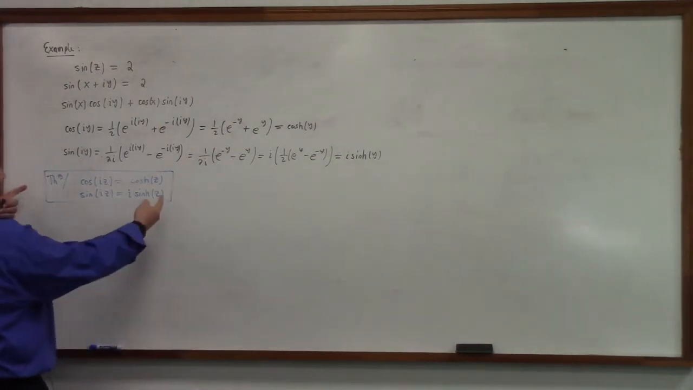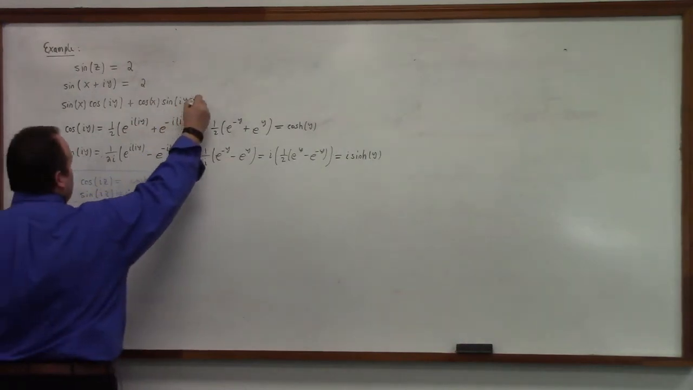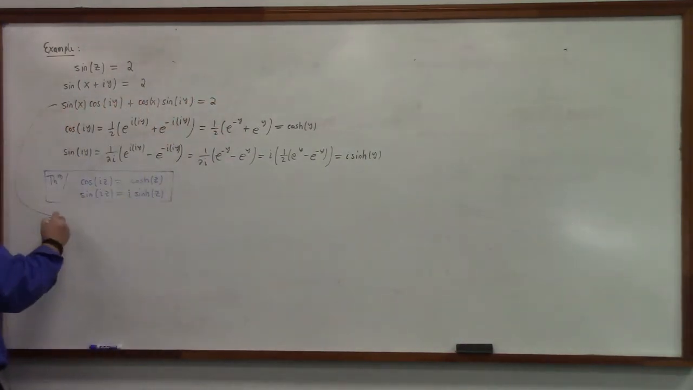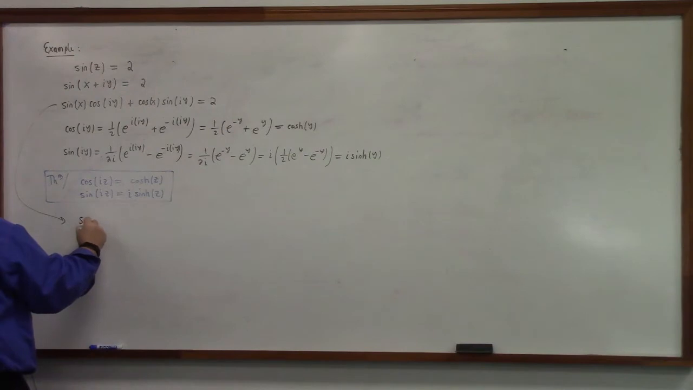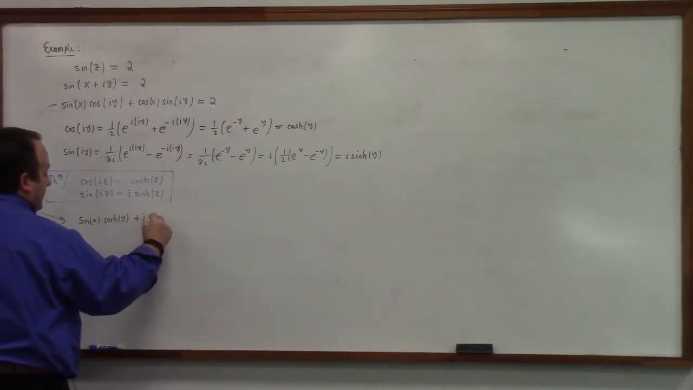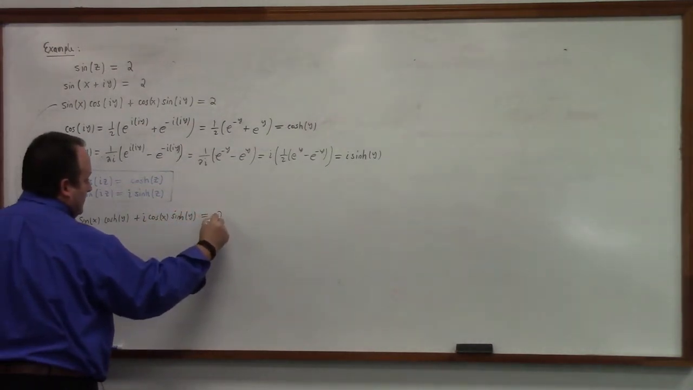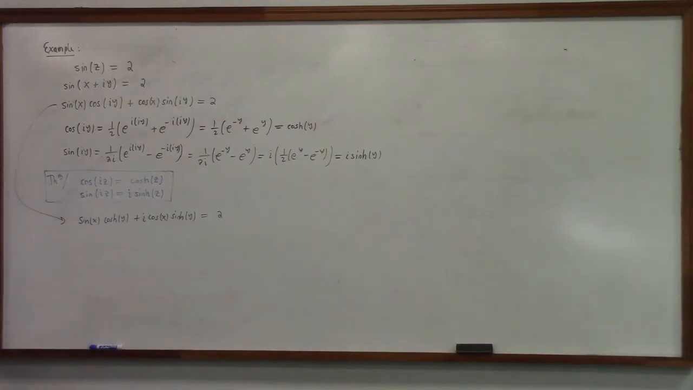Of course, if I already knew what I wrote in blue, we could have made quick work of this, right? We would have gone straight from here to sine x cosh y plus i cos x sinh y equals 2. All right, now how do I solve that equation? This is a complex equation. The only way it can be true is for both the real and the imaginary parts to be simultaneously equated, right?